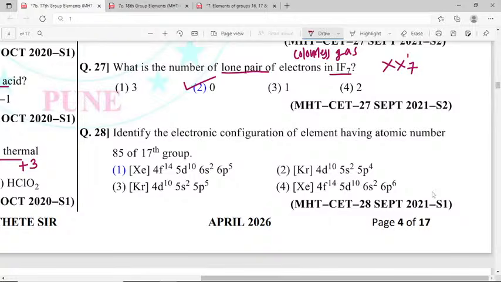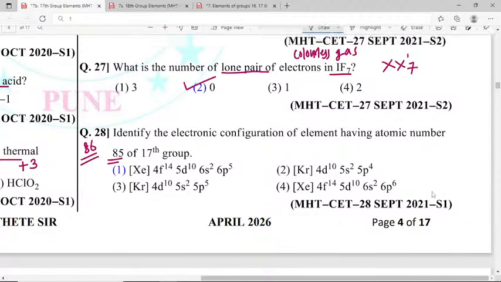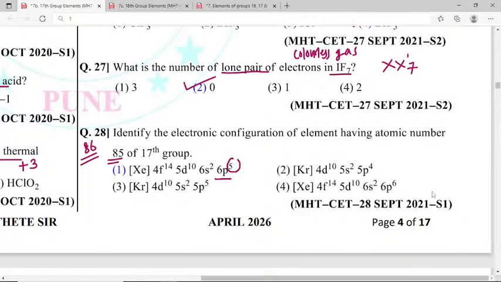Identify the electronic configuration of the element having atomic number 85. Atomic number 85 is one less than 86, and 86 stands for radon. So this is 6p5, 6s2.